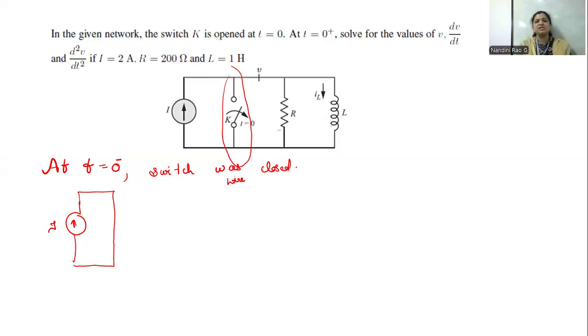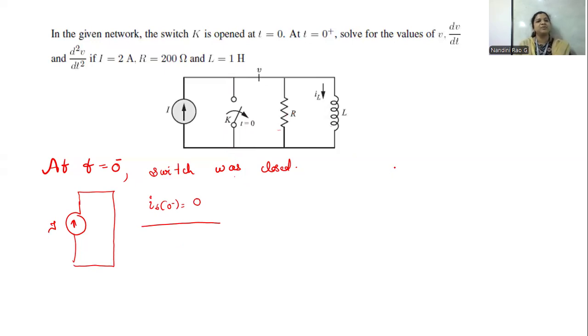So what can I write directly? What will be IL of 0 minus? IL of 0 minus will be equal to 0. Should I write anything about the current through the resistor? It doesn't matter, because initial conditions cannot be applied for a resistor. So I only got this particular value. Done.